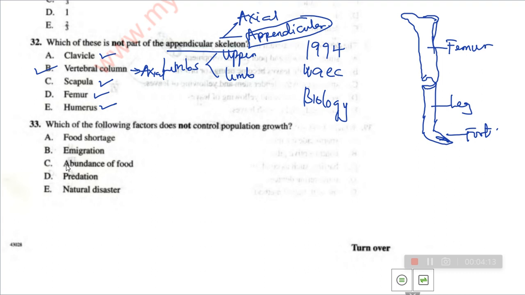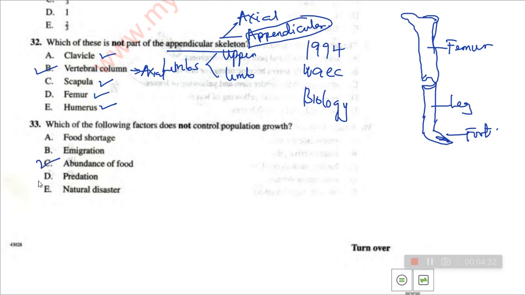Option C, abundance of food. When there's abundance of food, that's when people will keep giving birth. Even if they can give birth to 100 children, they will want to do so. So abundance of food will not control population growth, but it will increase the population growth. So that will be what?